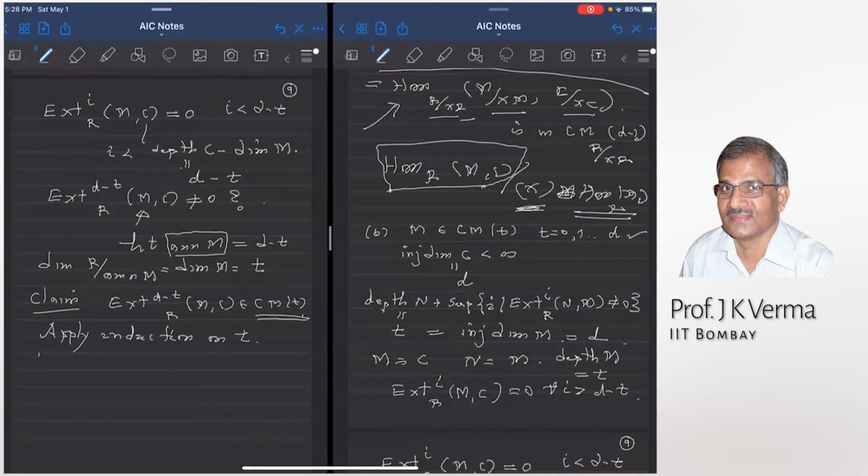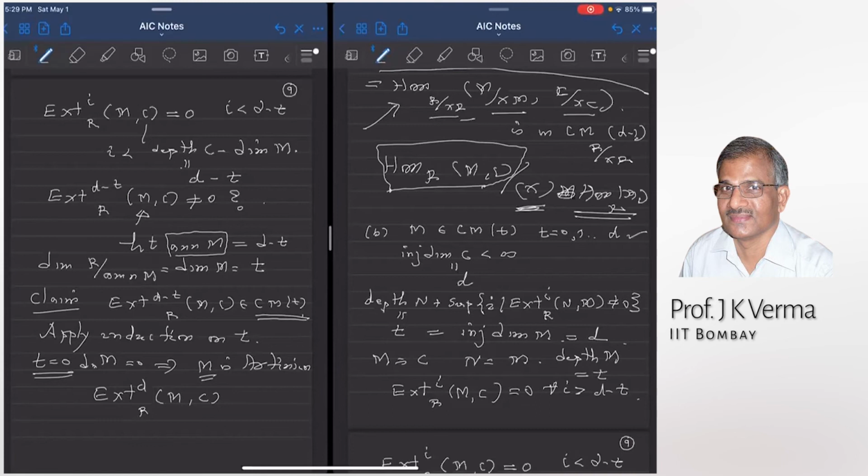Okay, so suppose T equals 0. If T equals 0, then what happens? Then this M is 0-dimensional. Dimension of M is 0, so M is Artinian. So look at Ext^D(M, C). If M is Artinian, it is a finitely generated Artinian module, so it has finite length.